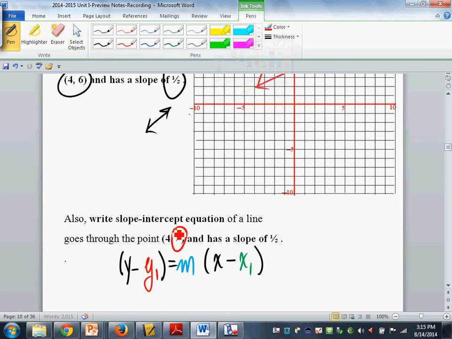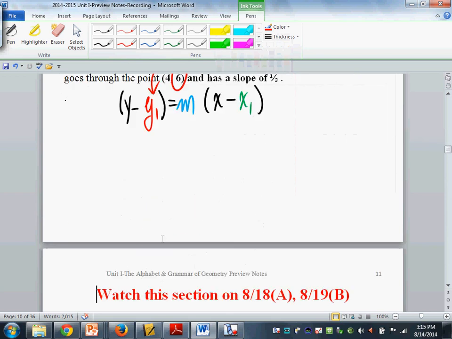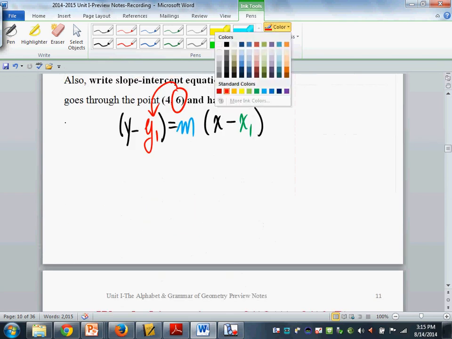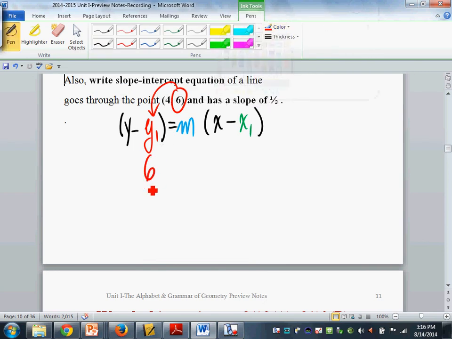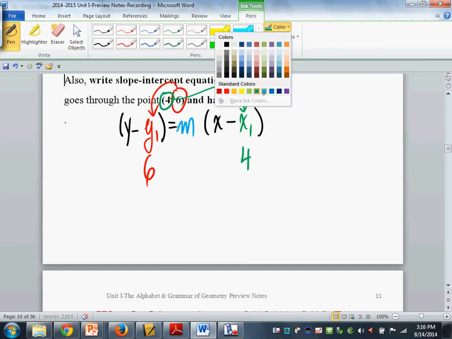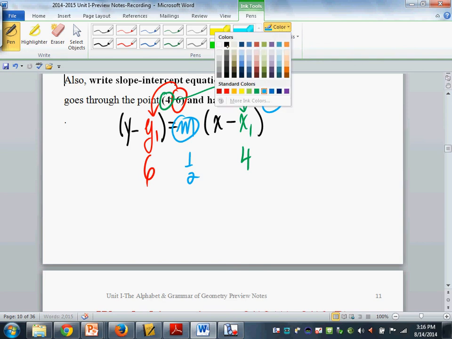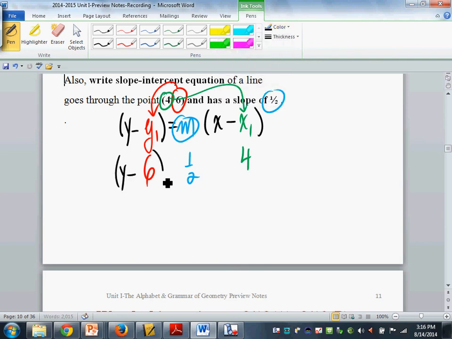Now let's start plugging stuff in. That is going to be your y. So you should have 6 right here. And then your x is this, 4. That's going to go right here. And then your slope is 1/2. So we have 1/2. Now let's bring everything else down. So I have y minus 6 equals 1/2 times x minus 4.